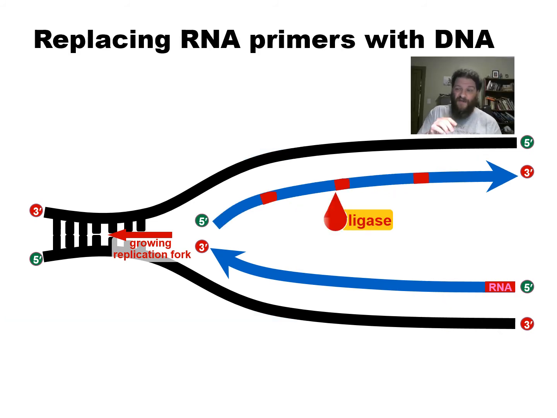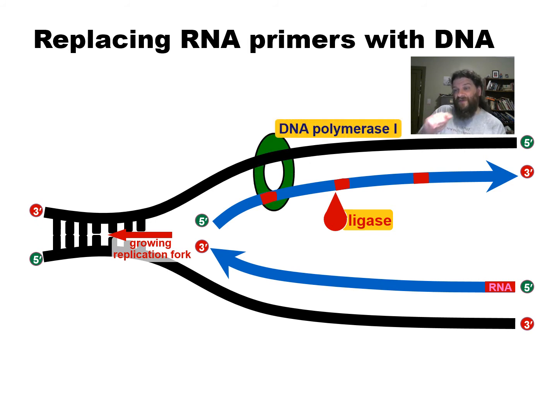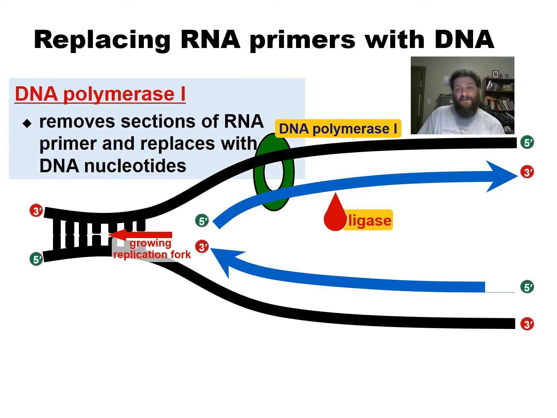Now, when it comes time to actually go in there and allow ligase to do its job, it's got to first remove those RNA nucleotides and replace them with DNA nucleotides. That's going to be the job of DNA polymerase 1. Again, it can only go in one direction. So it's going to be able to pull these nucleotides out pretty well and allow DNA ligase to do its job. Then it's going to go down to the leading strand and chew off the end of that.